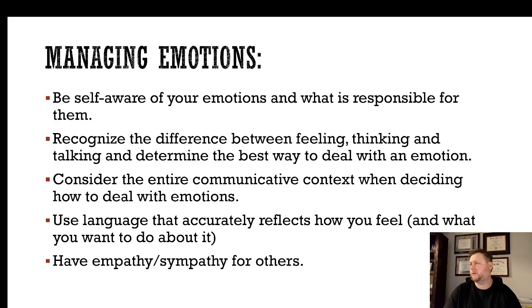Physical environment. Do I talk about it with other people in the room? Who's in the room? That kind of stuff. So consider all those sorts of things. Use language that accurately reflects how you feel and what you want to do about it. So in other words, if it's something you need to talk to somebody else about, make sure you actually explain what you're feeling. Really tell them, because they don't know.